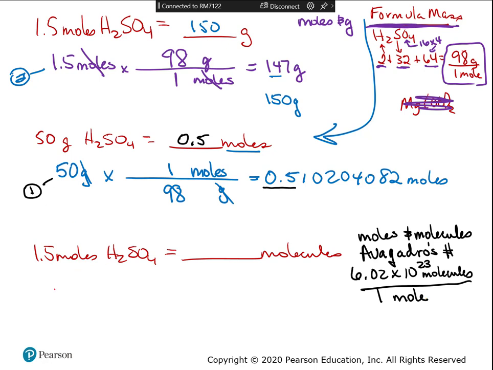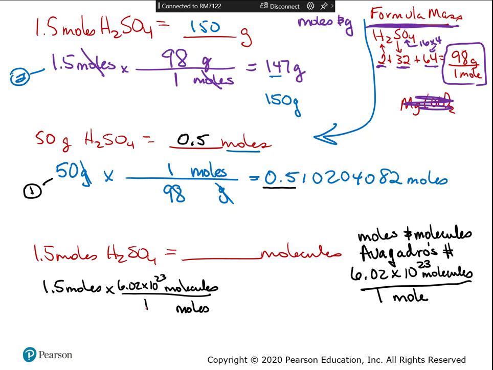So I just write down what I'm given first, 1.5 moles times a line. What unit goes on the bottom? In this one, I'm given moles, the unit I start with, so moles goes on the bottom. What goes on the top is my answer, that is molecules. So according to this, what number do I put in front of molecules? 6.02 times 10 to the 23rd, and then in front of moles gets a 1.